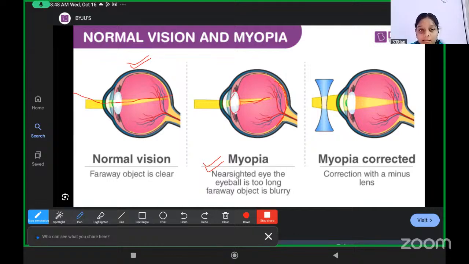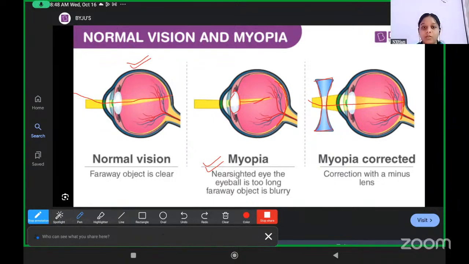So you are unable to see close objects clearly because the image formation is not taking place at the retina. It's taking place before the retina, between the lens and retina, but it should take place at the retina. So we are unable to see the objects clearly. Then what happens? A lens is placed here, that is our specs or glasses, so that when the light enters, it will take the rays to the retina. So the image formation will again be on the retina.